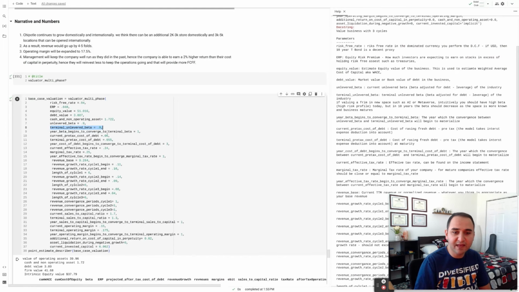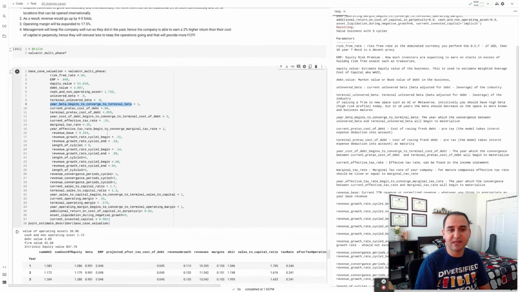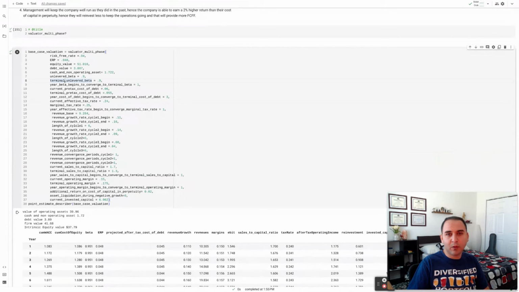Then the next parameter the model wants is the year that beta begins to converge to terminal. If you notice, I have two unlevered beta in the model. The first component is unlevered beta today. The second component is terminal unlevered beta. I mean, at maturity, when your business is mature, what the risk profile of the business is. For Chipotle is about 0.9, and it's going to remain about 0.9. And it's a restaurant, simple business. Nothing is going to dramatically change.